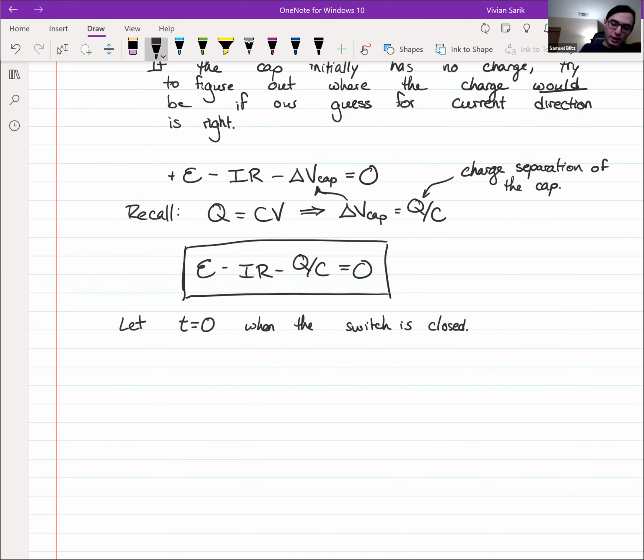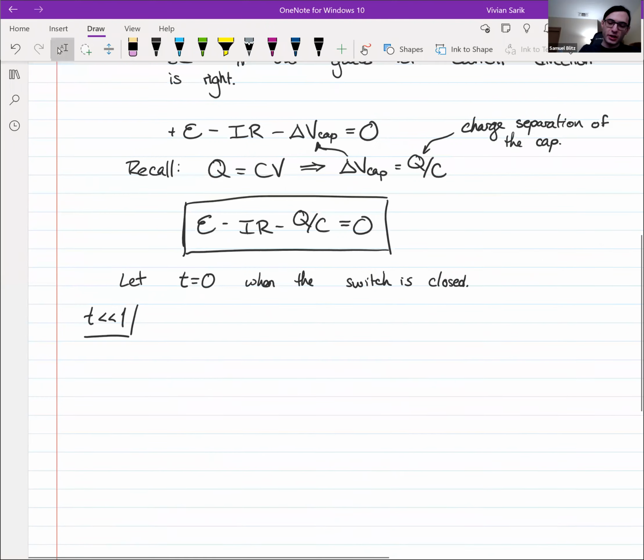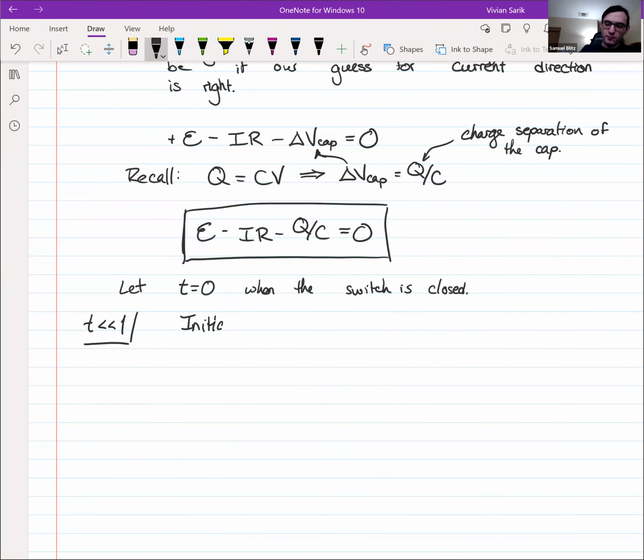So first, let's talk about when t is very, very small, i.e. right after you close the switch. Right after we close the switch, we know that the capacitor is initially uncharged. So for very, very small t, we can effectively say that the charge on the capacitor is 0, because the switch was just closed, so it didn't have enough time to change its charge.